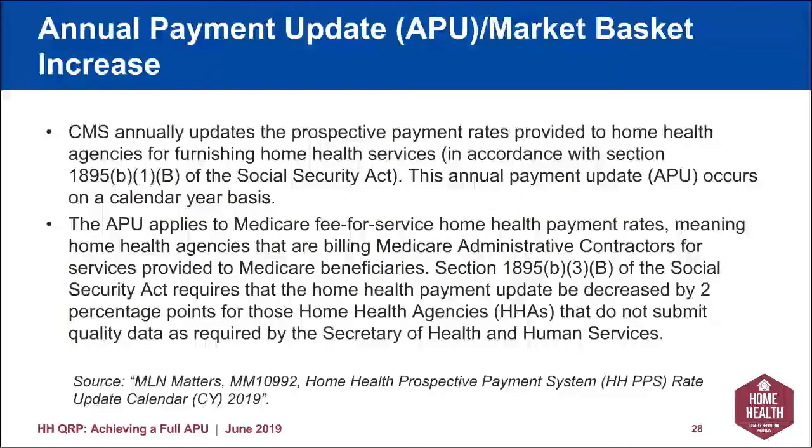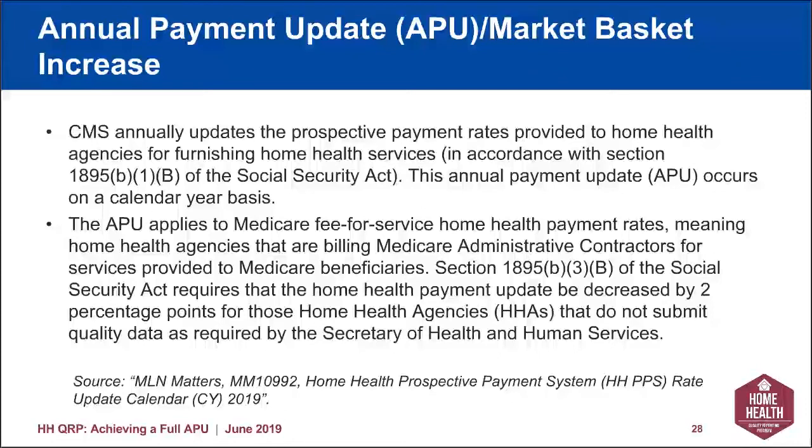Now let's talk about the annual payment update, or APU. Many of you also know this as the market basket increase. CMS annually updates the prospective payment rates provided to home health agencies for furnishing home health care services. This annual payment update occurs on a calendar year basis. The APU applies to Medicare fee-for-service home health payment rates, meaning home health agencies that are billing the Medicare administrative contractors for services provided to Medicare beneficiaries.